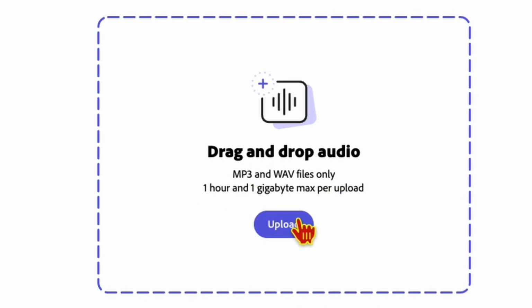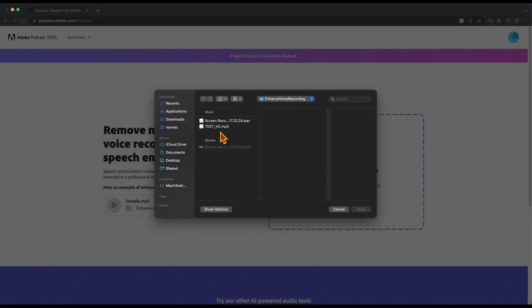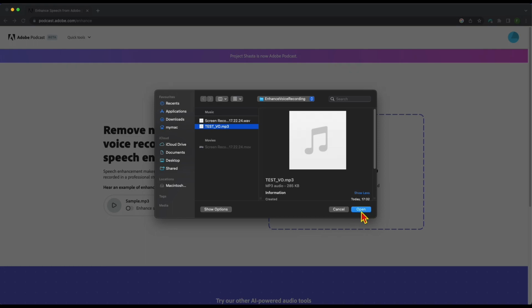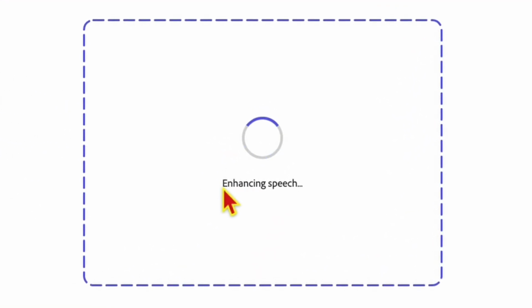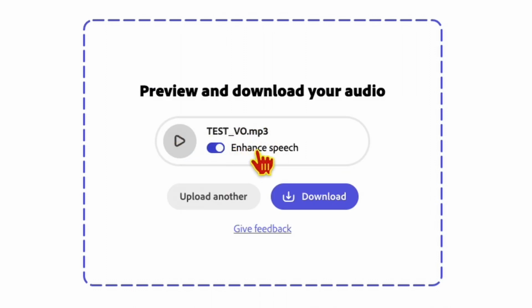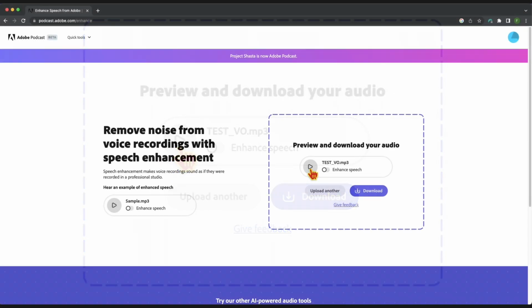To upload it, just click on this button here and find your test voice recording. Mine is this one, and I will hit open, and now the AI tool started enhancing my speech. And now you can test your results. If I toggle off this enhanced speech, I will get the original result. And let's see how it sounds.